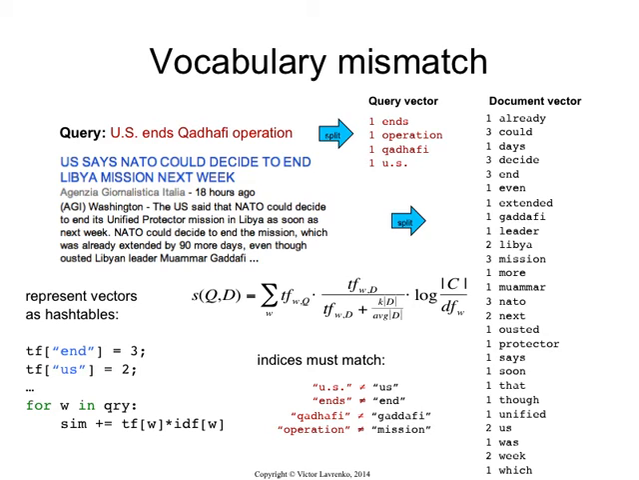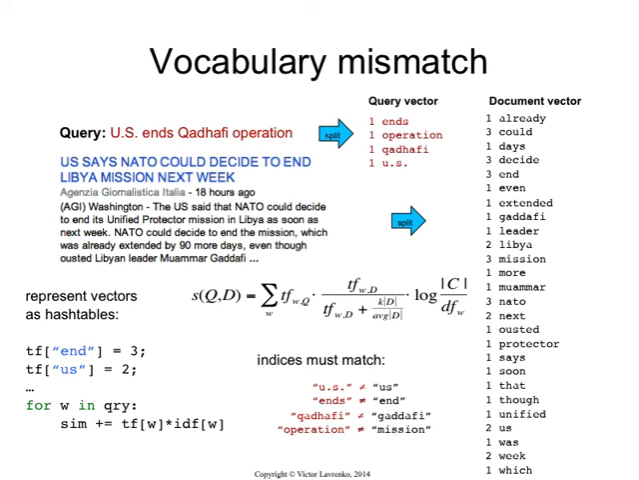The query has the word "ends," and the document has the word "end." It has it 3 times, but that doesn't help. They're different strings, so they won't match. Gaddafi is spelled in 2 different ways. It's spelled with a Q in the query, and it's spelled with a G in the document, and those won't match.